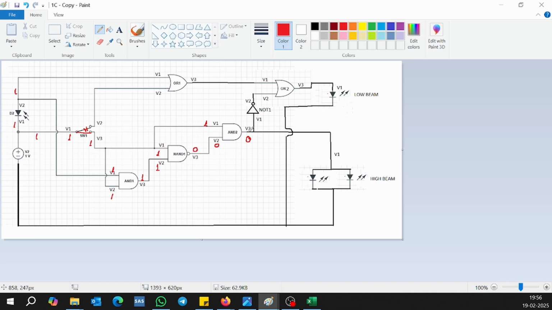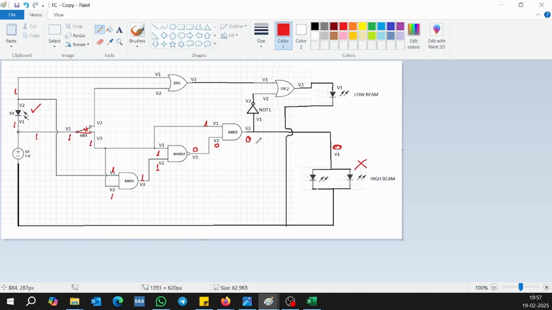Once the output is 0, the V1, that is the input to your high beam light, becomes 0. That means the high beam turns off. The moment light falls onto your sensor, your high beam is off. But when you are driving, you don't want the high beam to turn off and the low beam to not turn on, right? So at the same time, when your high beam turns off, your low beam should turn on also.